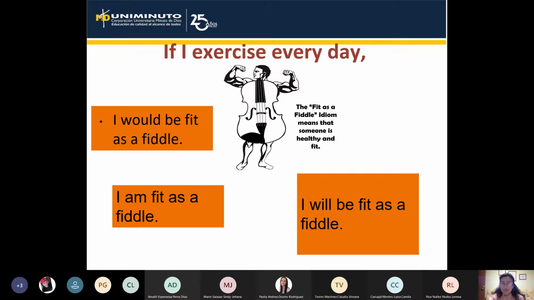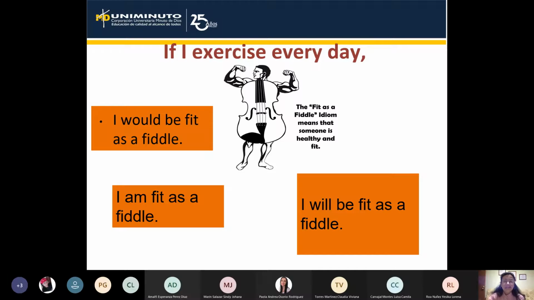Aquí tenemos un idiom. Fit as a fiddle idiom means that someone is healthy and fit. Pues ahí tenemos un idiom that is fit as a fiddle. ¿Qué significa fit as a fiddle? Es un idiom that means someone is healthy and fit. Que alguien está saludable y en forma, ¿no? Eso es fit as a fiddle.